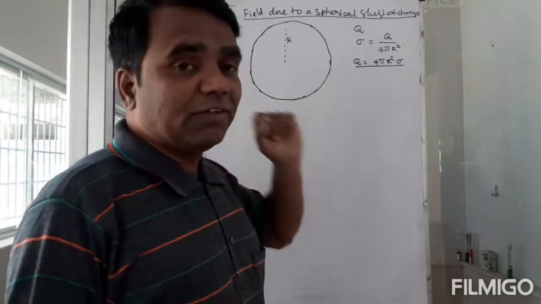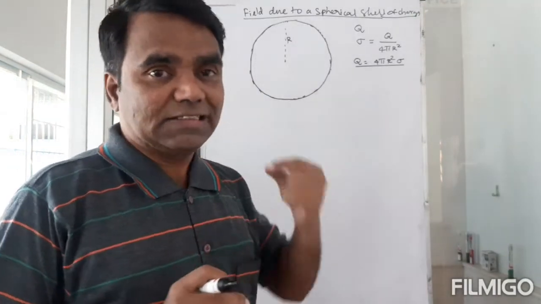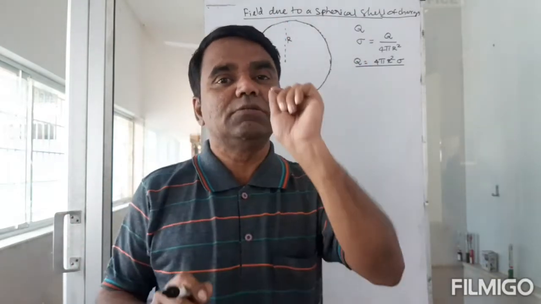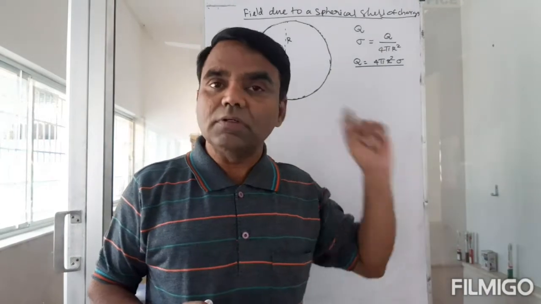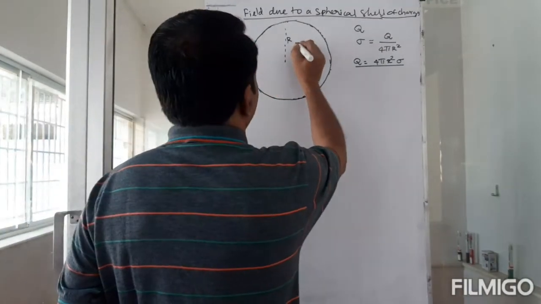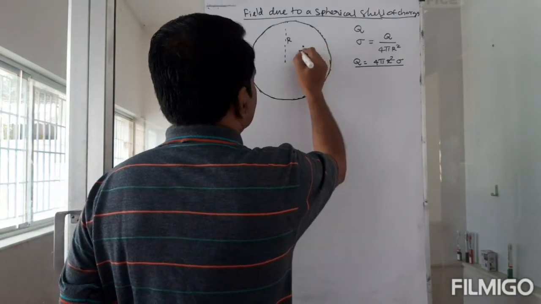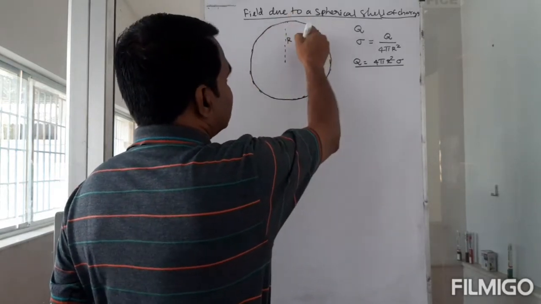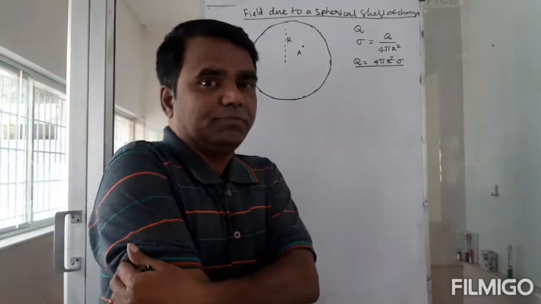So now I'm going to find out what the value of the electric field is, due to this system of charges, shell of charges, both inside and outside the shell. Let me take this point. Let me take some random point here. I'll call this A. Now I want to find the field due to all these charges inside at this point. So what is it going to be?